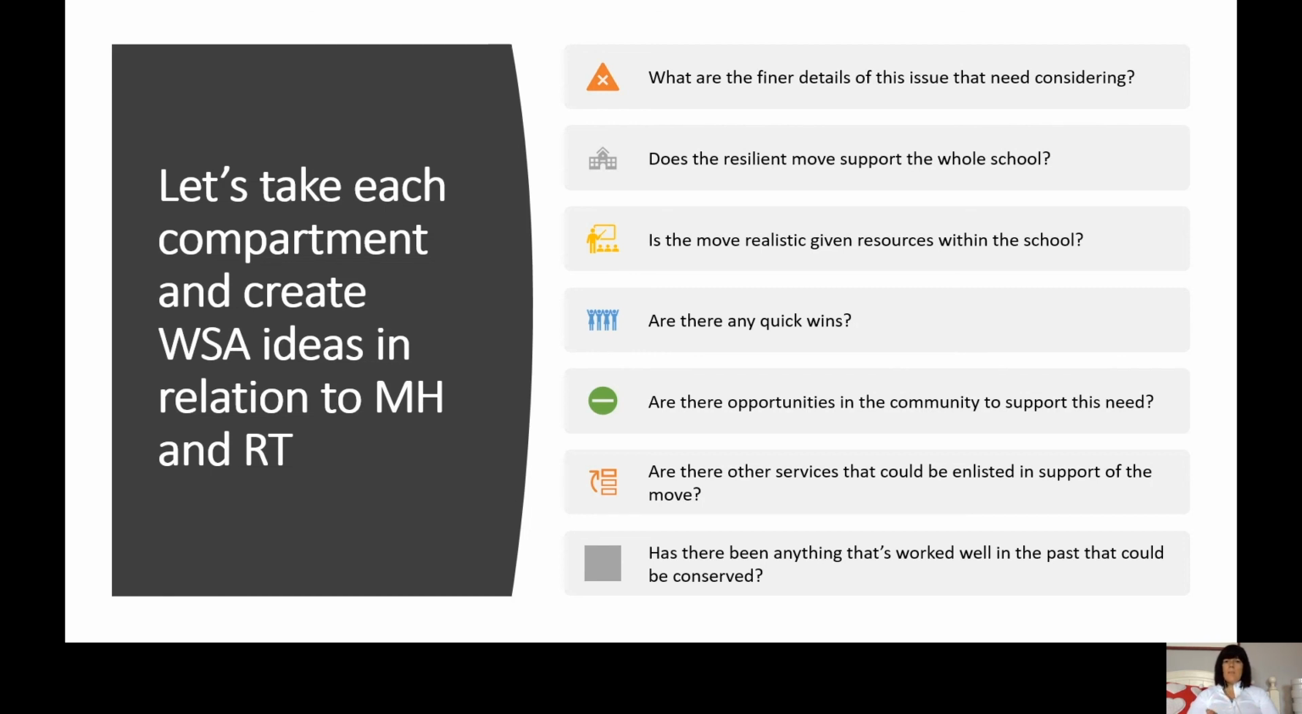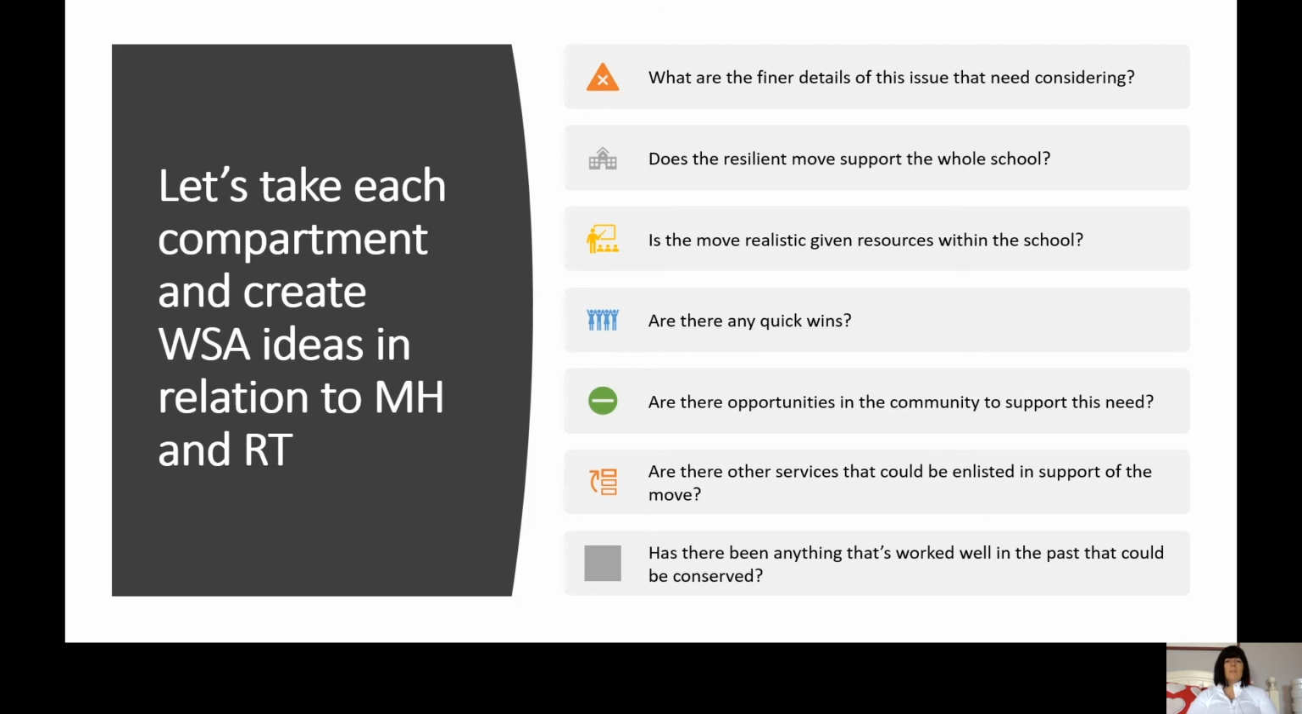Are there any quick wins, something that can be done immediately? What's in your local community? Are there opportunities in the community to support this need? Something might have been overlooked previously. The chances are, if we go back to the buses analogy, I'm sure there are bus drivers that have children in schools. So getting them on board and seeing if they're up for doing some training or supporting people differently.